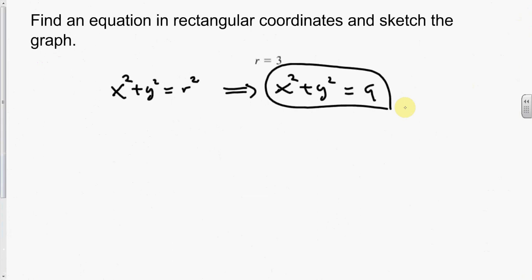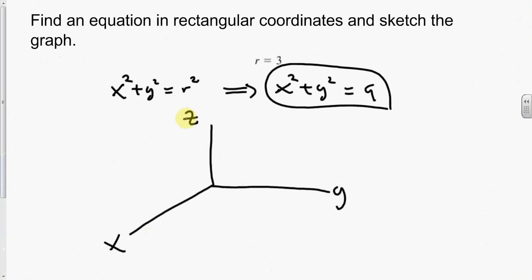Yes, sir. No, it's 3. The radius is 3. Yes, sir. Directly. No, you're fine. You're fine.